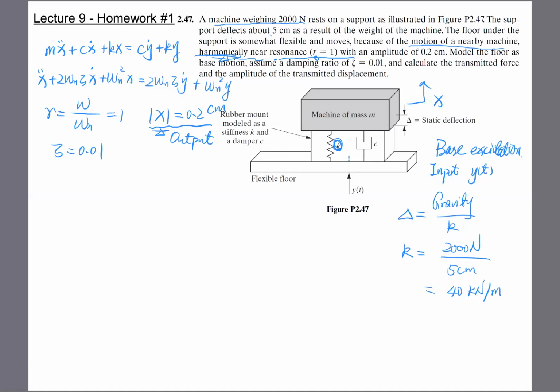Wait, I think this is not X amplitude. I had it wrong. So that should be the Y amplitude. Oops. Because that's the base excitation amplitude. So that means we have to choose this Y as our input.